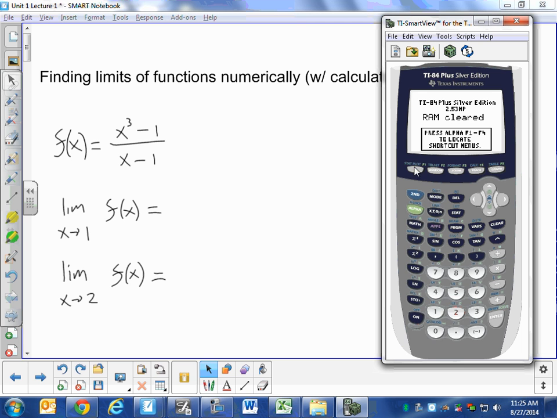Okay, but let's go ahead and turn this equation into something we can visually see. So go into your y equals and let's graph it, see what it looks like. Make sure you use parentheses around the x cubed minus 1 and the x minus 1, or else you will not get a graph that looks like that. Looks like a parabola.